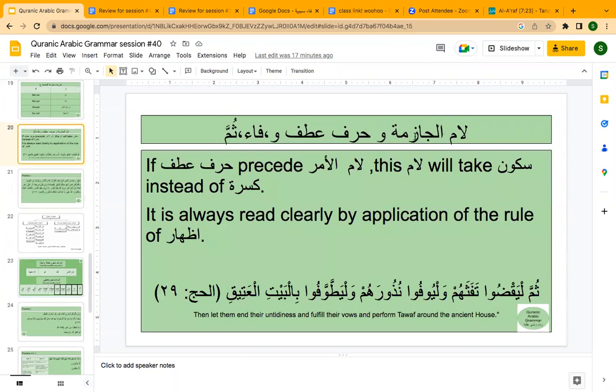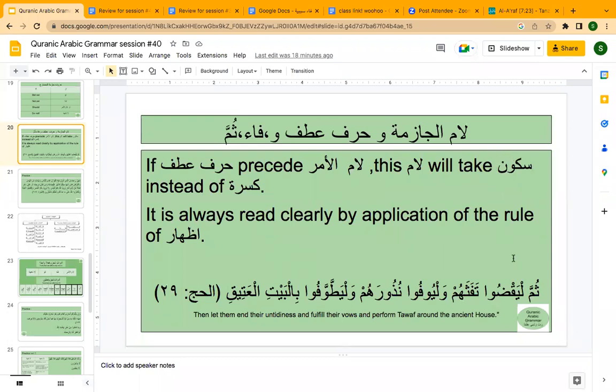So this lamul jazima that we are going to call lamul amr as well, if it is preceded by a harf atf before it, do you know what happens? This lam ends up taking sukoon. If there are haruf atf before lamul jazima, this lam ends up taking sukoon instead of kasra. And this is done for takhfif, for ease of pronunciation. So if this lamul amr has waw, fa, summa before it, what will happen to this lam? It will take sukoon instead of kasra.